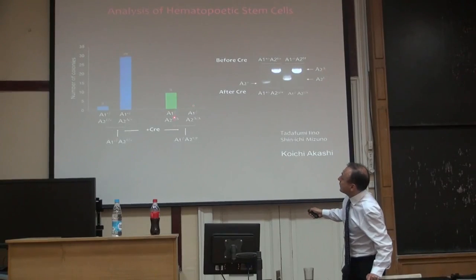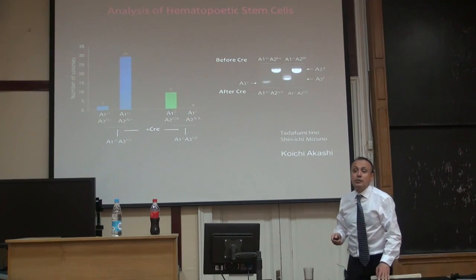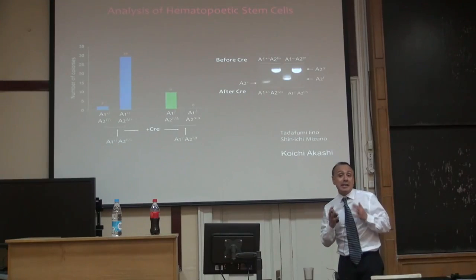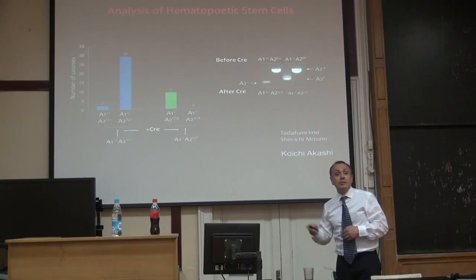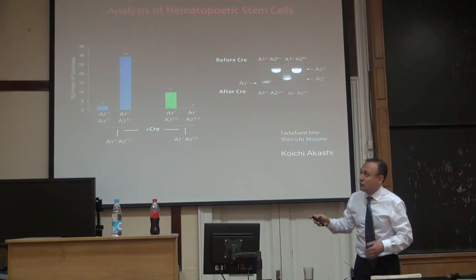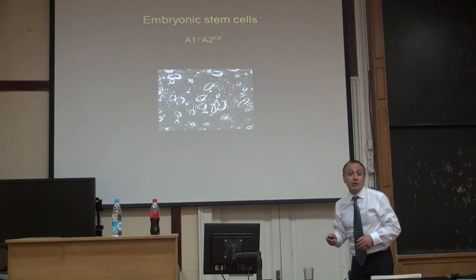And what happened is that every single colony that we see comes from non-deleted cells. We can never get these doubly deleted colonies. So for some reason, stem cells don't like cyclin A to be deleted. We can never see those colonies. This is hematopoietic stem cells. So let's look at another stem cell kind.